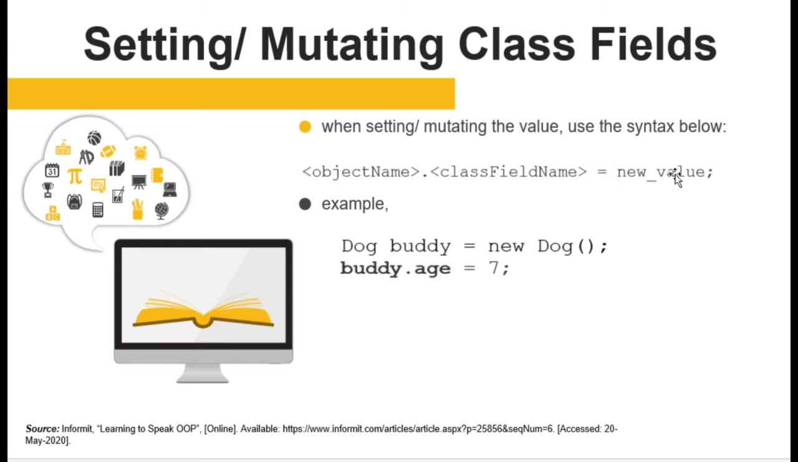So always make sure that the data type of the value you'll be setting is the same data type as the class field. For example, if you want to change the value of the class field age of the dog using body as an object name, the following should be the code. Dog body equals new Dog, creating the object, then body.age equals 7. So body is the name of your object, that is our notation to access the class fields, age is the name of our class field, equal sign, 7 is the new value.